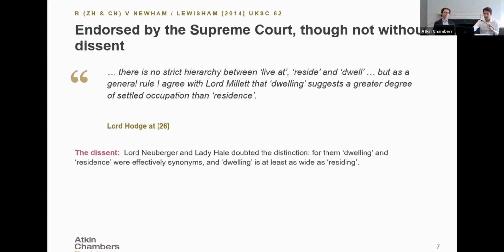So the next case is again from the court at the highest level, decided in 2014. And Lord Hodge in this case considered Eurotemp and agreed with Lord Millett that there was a distinction to be drawn between dwelling or dwell and residence or reside.